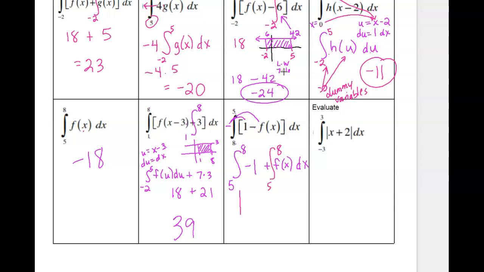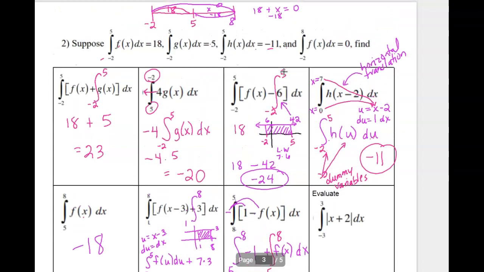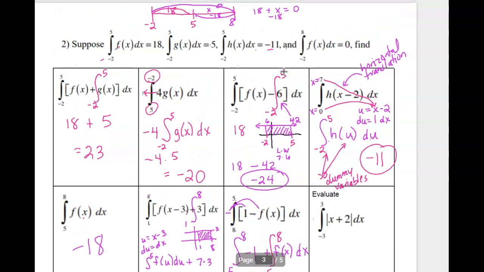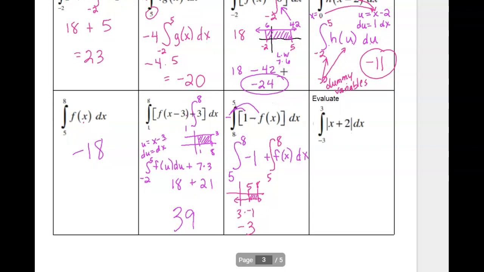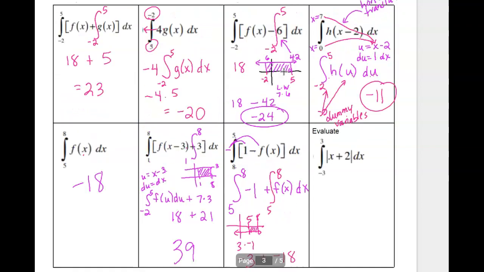So on this one, I have a graph, and I'm just going to use y equals negative 1 from 5 to 8. So length is 3, the height is negative 1, so that integral value is negative 3. And that should make sense since we're under the x-axis. From 5 to 8, didn't we say that was negative 18? Yep, of f. So we get negative 21 altogether.